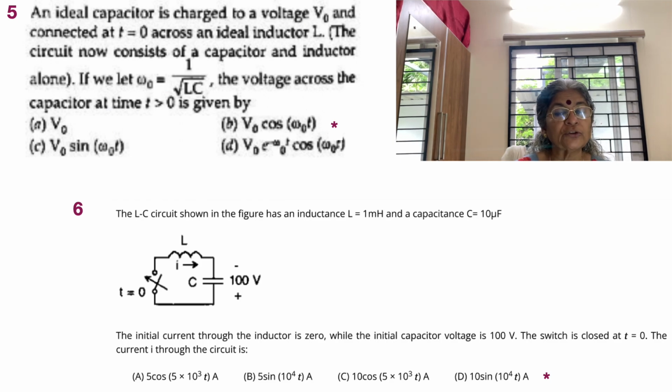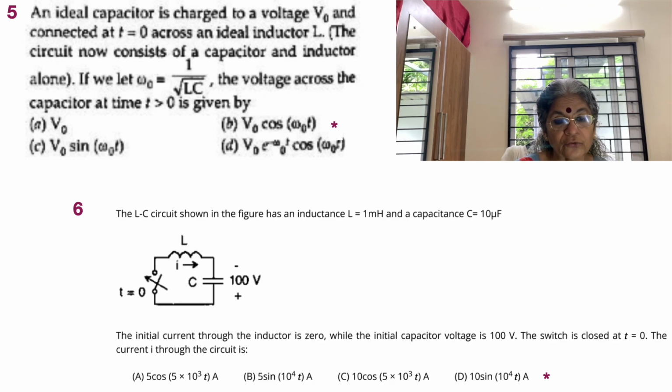So 10, now cosine or sine. What is asked is, let's see, we haven't read the problem yet. The LC circuit shown in the figure has an inductance of 1 millihenry and capacitance C equal to 10 microfarad. The initial current through the inductor is 0, while the initial capacitor voltage is 100 volt. Initial current, because the inductor happens to be an open circuit; we don't have a current source here. The switch is closed at t equal to 0.